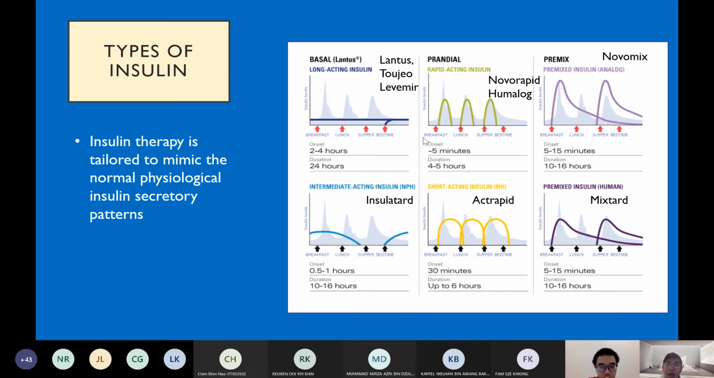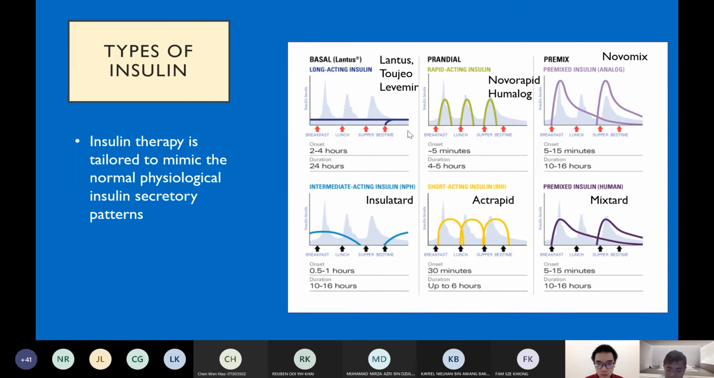And again, you have your pre-mixed type of insulin, which is basically a combination of your rapid-acting and your long-acting, or your short with the intermediate-acting. This is preferred for patients who do not want as many injections per day, usually because of their busy schedules. They don't like to inject so many times. They are afraid of needle injections or whatnot.